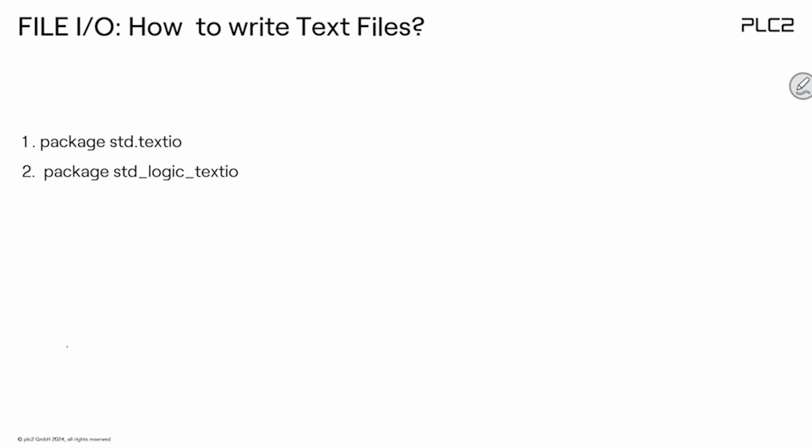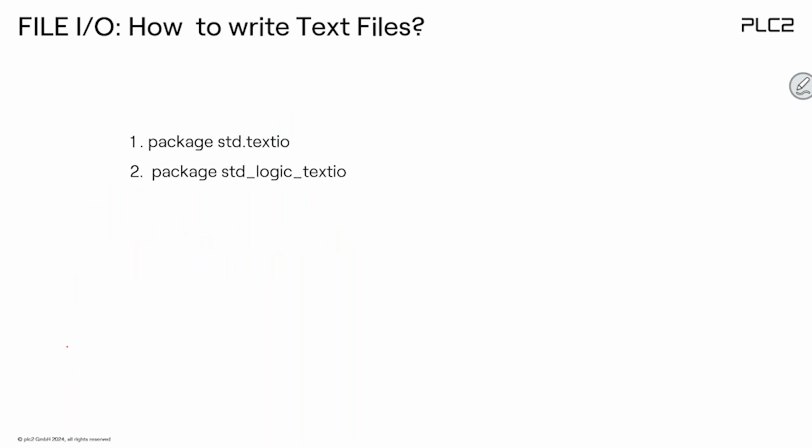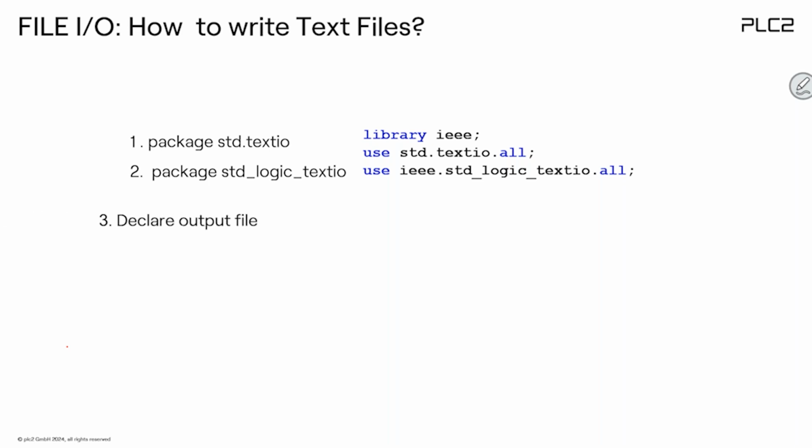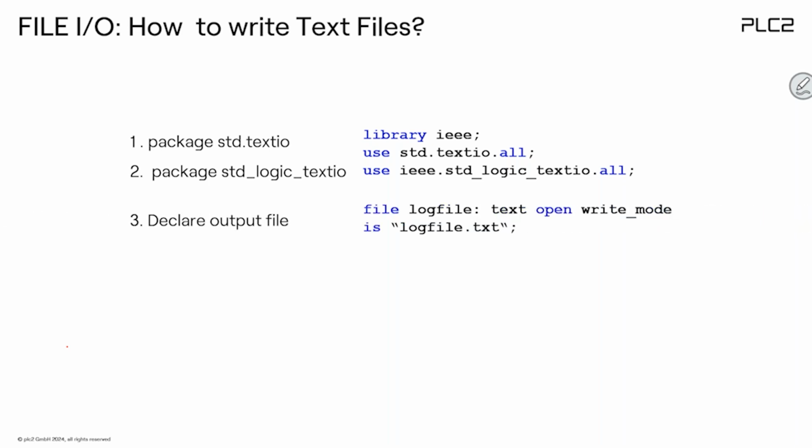So how to write a text file? Well, that's actually very easy. First, we have to define the packages. That's actually how we do this. Second, we have to, of course, declare the output file we would like to write.